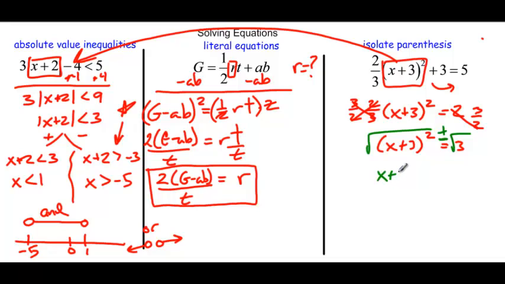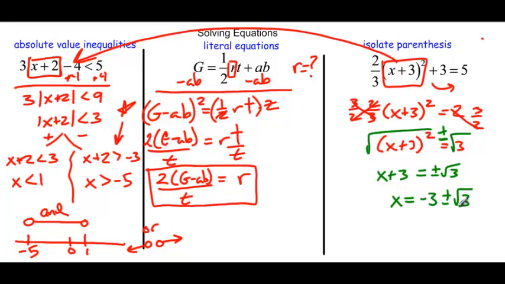So we have x plus 3 is equal to plus or minus the square root of 3. And again, now we can get the x by itself because we're now inside those parentheses. And we subtract 3, and that goes to the other side. And you have to understand, this is two answers.